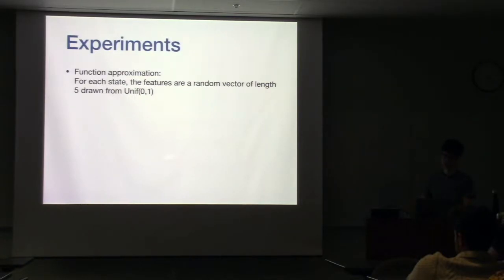I also use function approximation to make it more difficult, because if you just use a tabular representation, then both methods do really well. So I just took this simple representation where I generate a random vector of length 5, and each entry is just a uniform random variable.